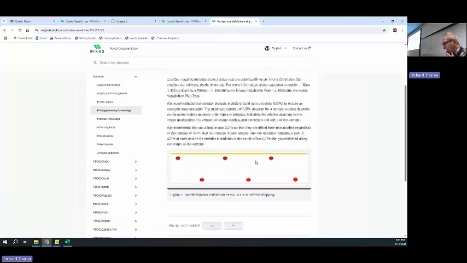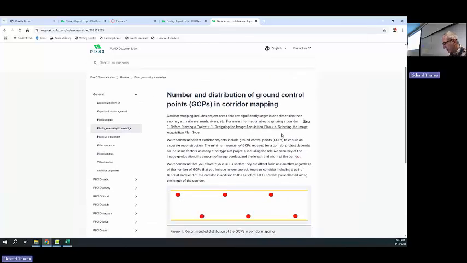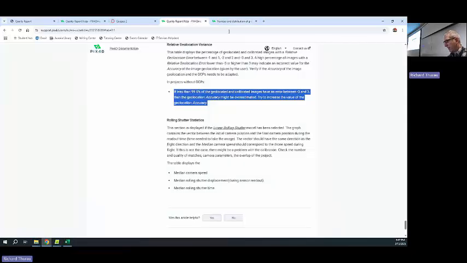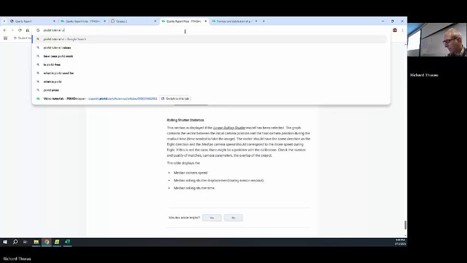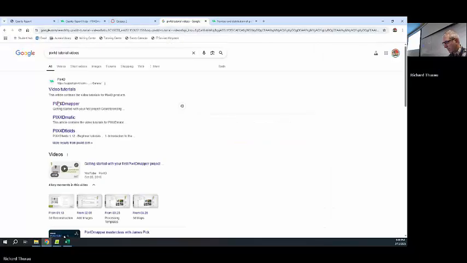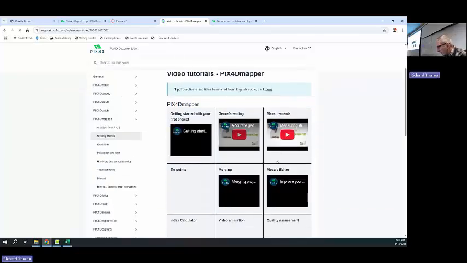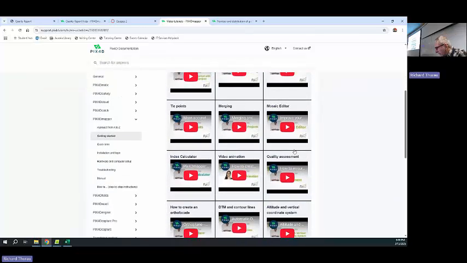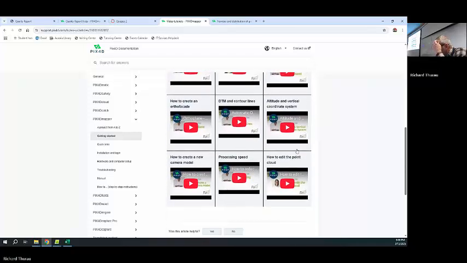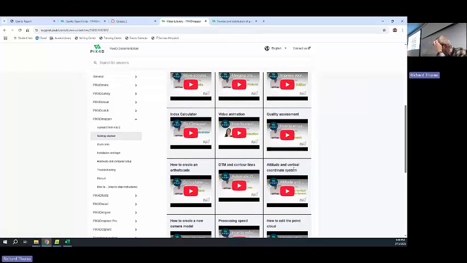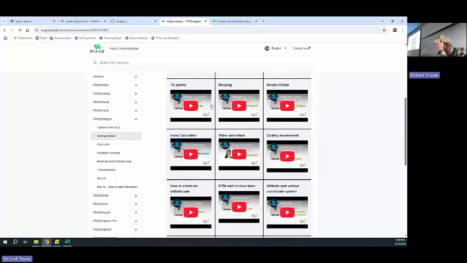Okay, so number and distribution of ground control points. All right, there are a couple things here, and let me go to the Pix4D. And which one has the GCPs? They don't really label these really well, but there's a really good graphic in here for the GCPs.